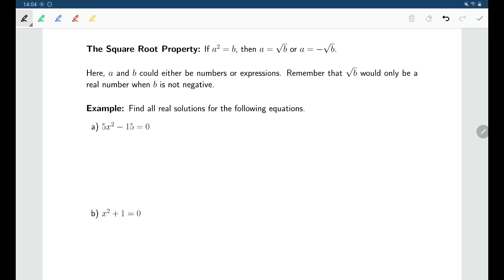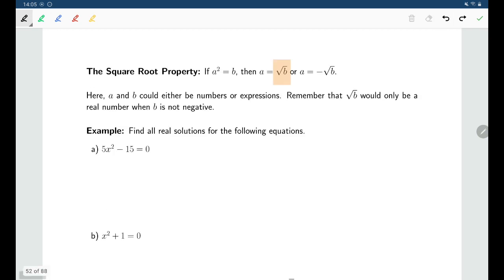And that's the idea that we have here for this square root property, that if we have some sort of expression a squared equals b, then a is either the positive root of b or the negative root of b. Now, this of course is only true if the thing that we're taking a square root of happens to not be negative.